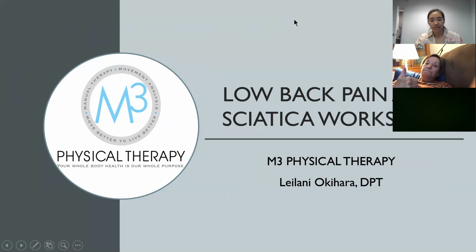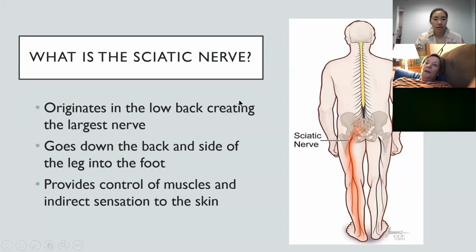So let's start off with what the sciatic nerve is, since you might be having some discomfort with sciatica. The sciatic nerve comes from the lower back region, and it goes down the leg towards the back and towards the side of the leg into the foot. It's the longest nerve in the body, and it provides control for your muscles and also some sensation to the skin as well.